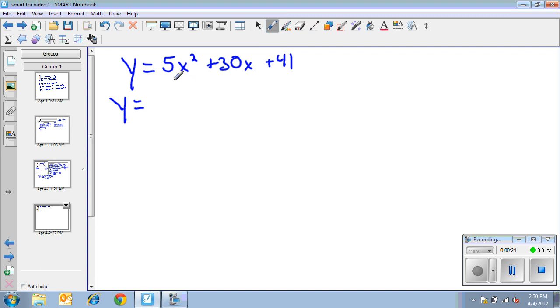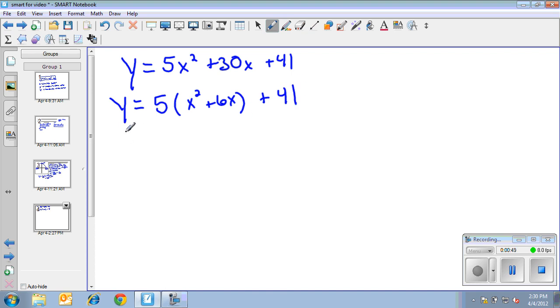So step one is factor out the number that's in front of your x squared, which in this case is a 5. We only factor it from the first two terms though. So this 41 is kind of a loner. It just sort of hangs out at the end. It doesn't really do much until the very last step. So we're left with x squared, 30x divided by 5 gives me 6x. And the 41 we just leave over there.